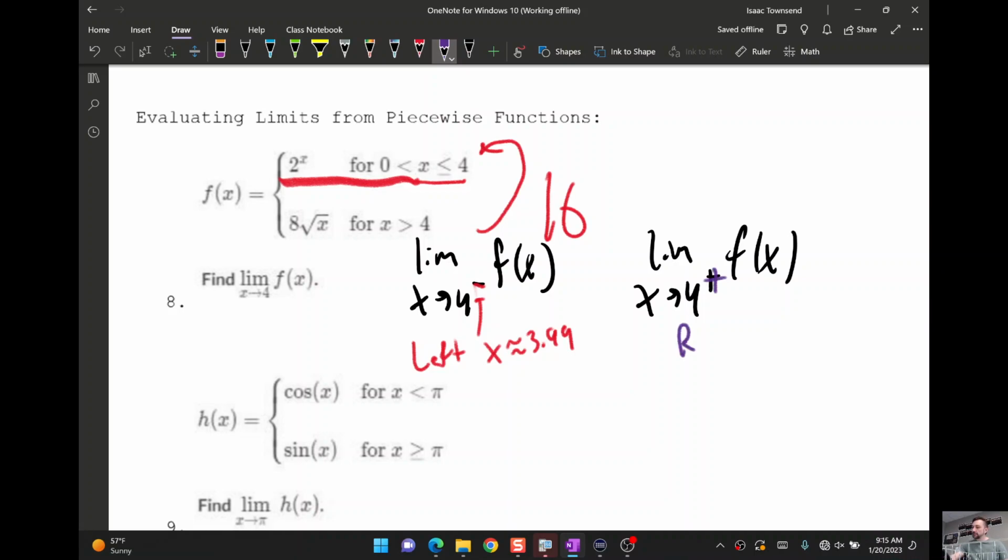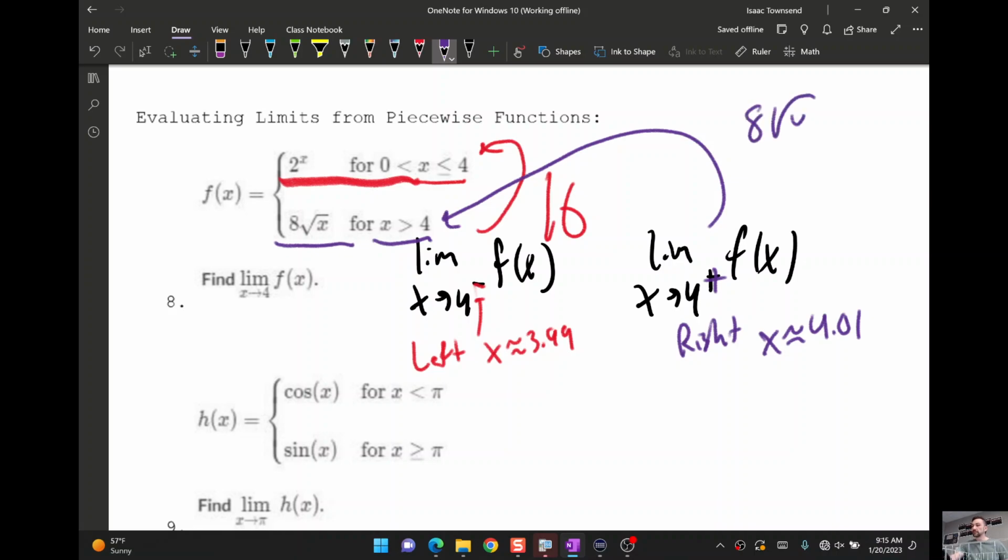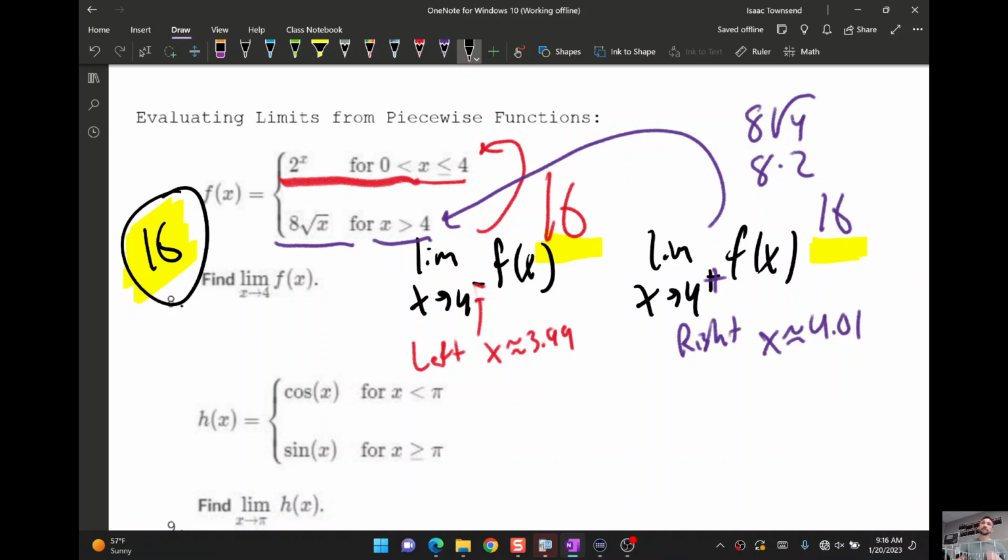From the right, just like on a number line, the numbers are actually going to be just a touch bigger than 4. So you should be plugging that one into the bottom part of the piecewise function because it's the one that says when x is greater than 4. So if I plug 4 into this, I get 8 times 2, which is also 16. So if the limit from the left of 4 is 16 and the limit from the right of 4 is 16, then the limit as x approaches 4 is 16.